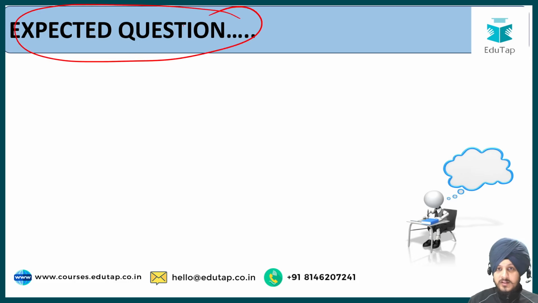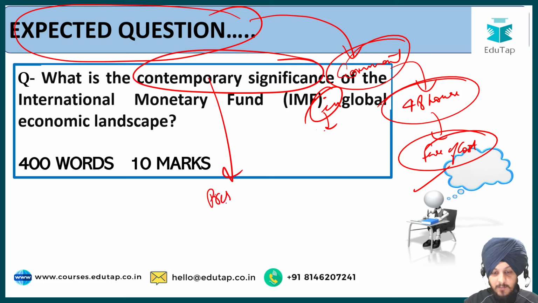Now let us see the expected question for today, which is what is the contemporary significance of the IMF in, you have to write in also, I missed the in the global economic landscape. So the first step that we have to do for answer writing, as we usually do in all our videos, is identifying the keywords. What are the keywords? The first keyword is the contemporary significance. Contemporary means the present significance.